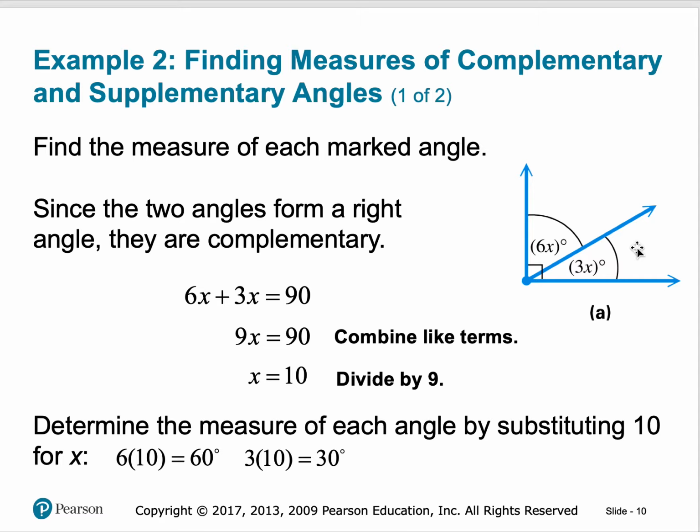Then as a self-check, I could go ahead and add those two angles together just to be sure they add to 90. So if I take 60 and 30 and add them together, they are equal to 90 degrees.